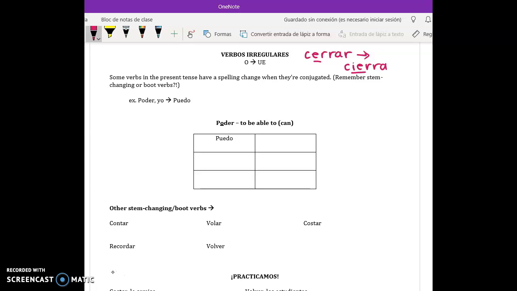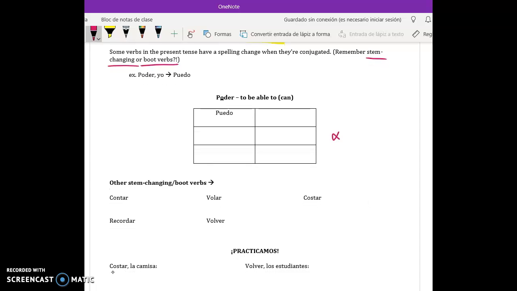Other verbs that function this way were like preferir, querer, and so on, right? So we had that spelling E to IE stem change. These verbs, same exact thing, but they are O to UE. Okay, so not the E to I. And hopefully you remember that they were called stem changing or boot verbs or shoe verbs because of the shape that is created in this chart when you conjugate.